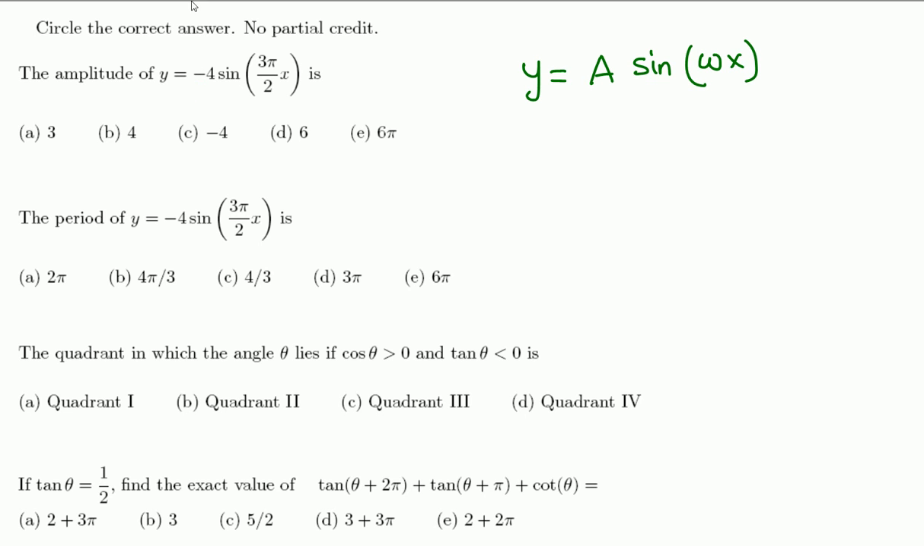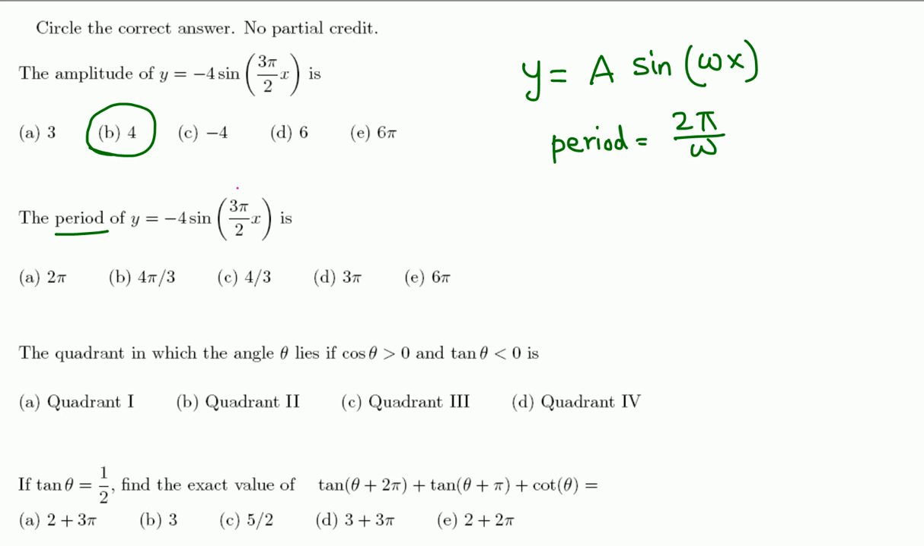So a is, like here, -4. Okay, that's -4, and the absolute value of -4 is just 4. So amplitude is always a positive number. Okay, same function, we need to find the period, and that is given by this formula, 2 pi over omega. Okay, amplitude is the absolute value of a and period is 2 pi over omega.